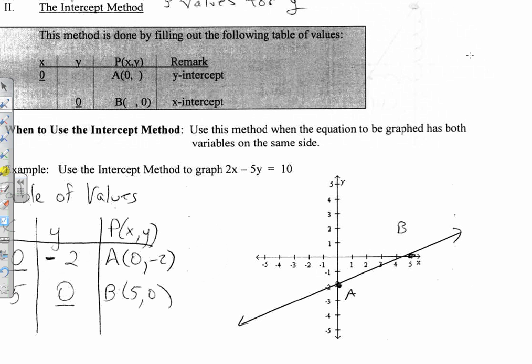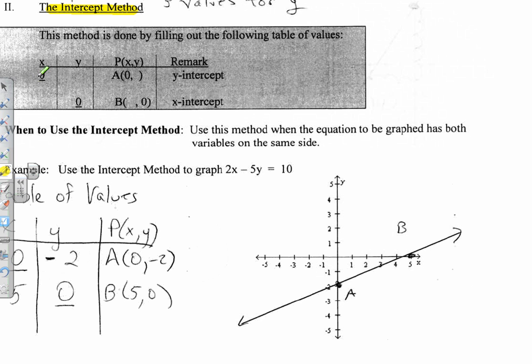Okay, the second method for graphing linear equations of two variables is called the intercept method. The intercept method again is done by filling out a table. But notice in this table there's only two entries, and I underlined the zero. This is the way the method works.